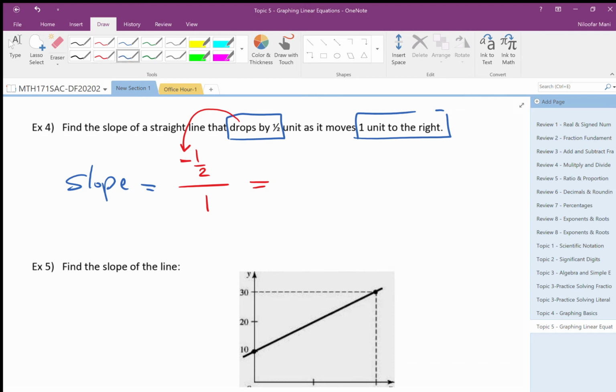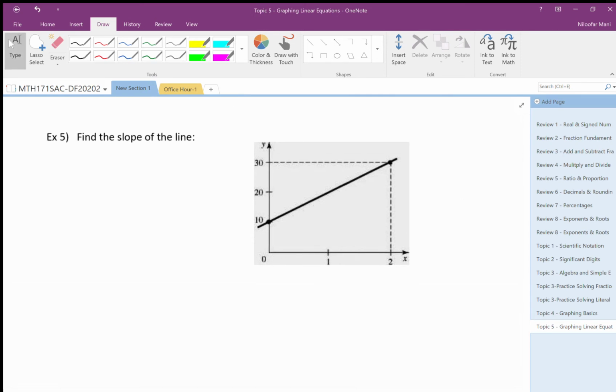Okay, and I always have to go to the right horizontally, but I either go up if it's positive, or go down if it's negative. I will show you. So how about here? Find the slope of this line.